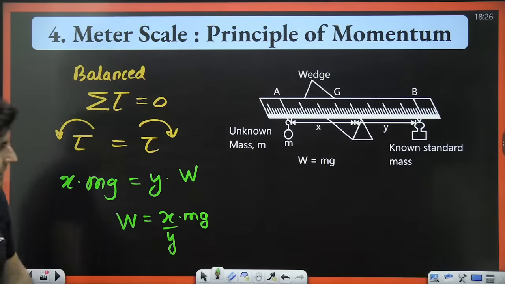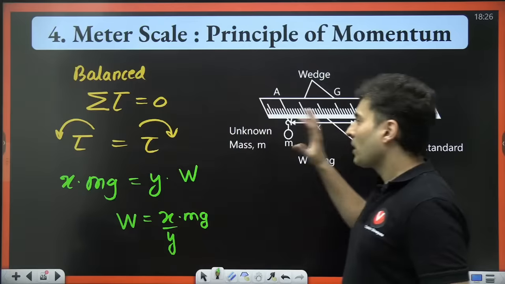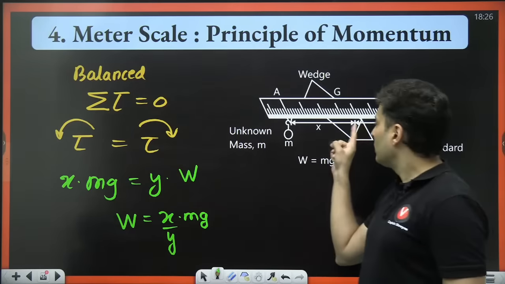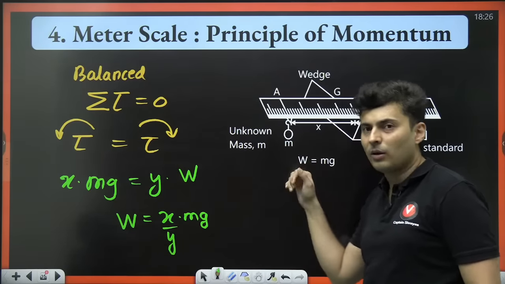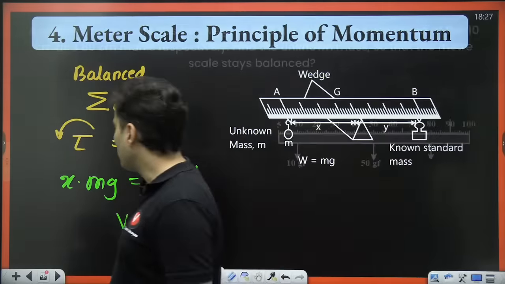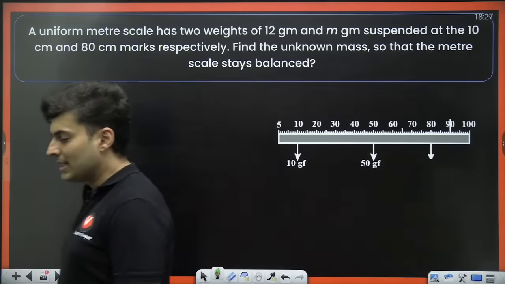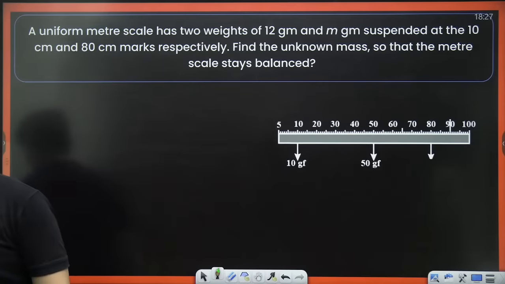Okay, I hope this is clear. I hope this is very clear. Cool. So the torques need to be balanced. R cross F anti-clockwise will be R cross F clockwise. That's all. So let's have a look at some questions.